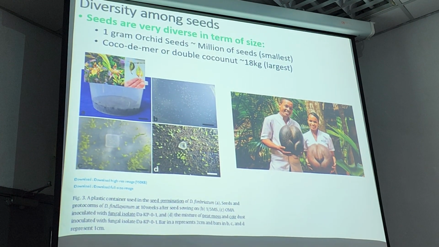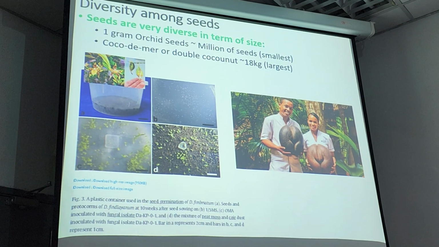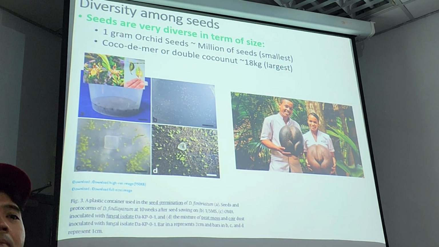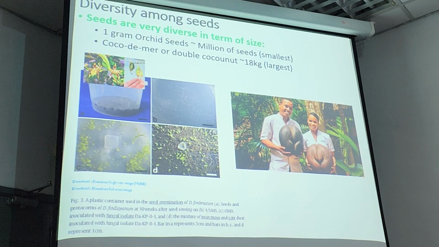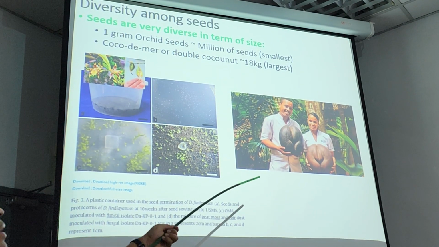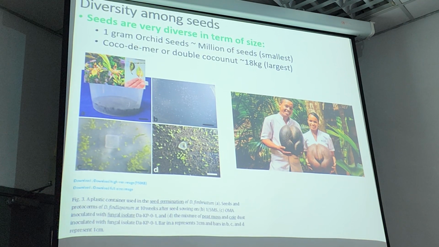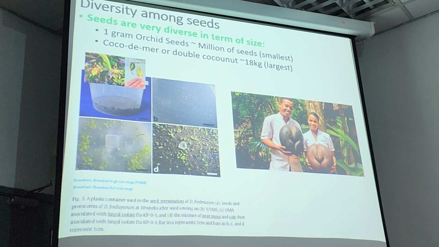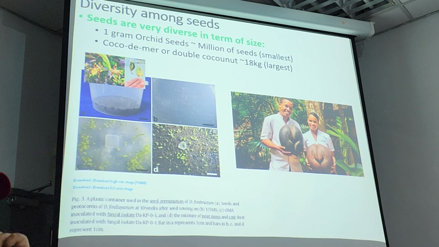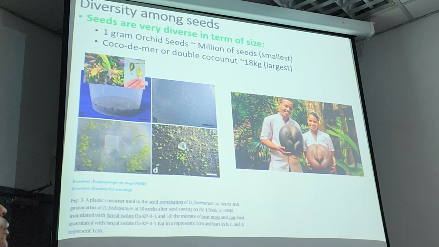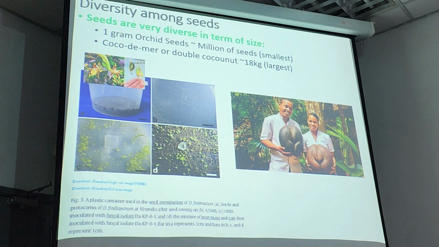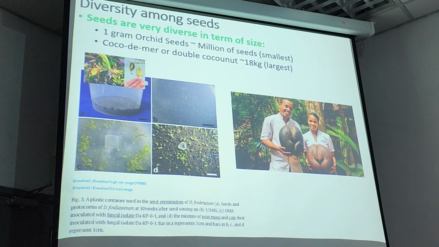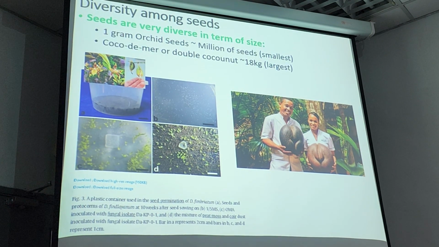So why do plants need to have this diversification in terms of seed size? What's the advantage of having such a small seed? Yes, it can disperse by wind. So what's the advantage of having a seed larger than your head? What? As a weapon? For what? What's the advantage of having a large seed like the coco de mer here? Others avoiding it? Like animals cannot eat it.